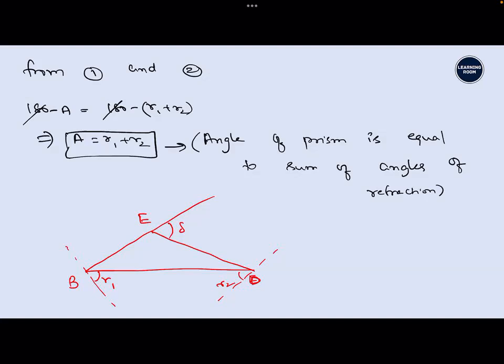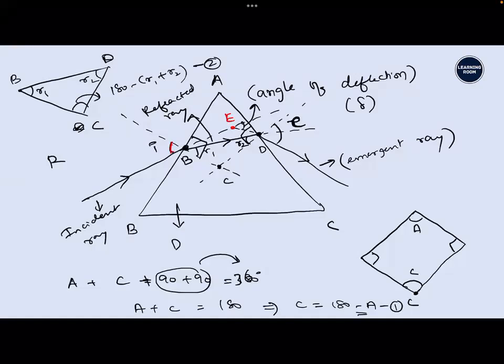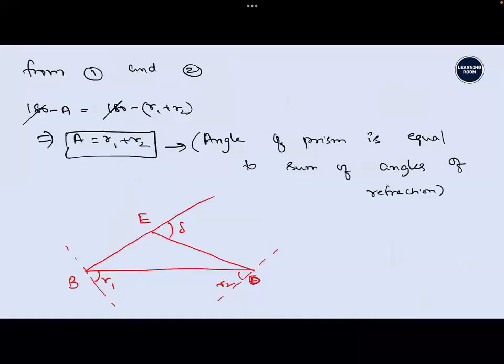Tell me one thing. Observe the diagram clearly. If this angle is I, how much will this angle be? I, because they are vertically opposite. So how much will the remaining angle be? This is I and this is I. Out of I, R1 is what? I minus R1. So this angle will be I minus R1. Similarly, what will be the angle here? E minus R2. Okay.